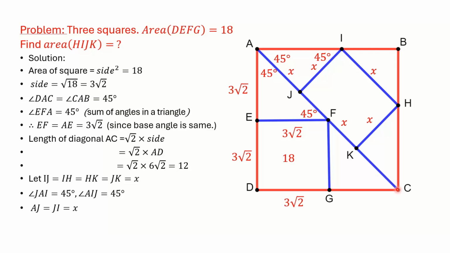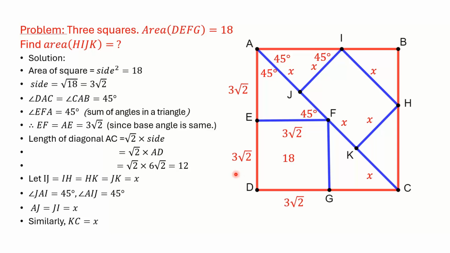And similarly, what will be the value of KC? Using symmetry, these two triangles are symmetrical. That is, AIJ has the same situation as HKC. So these two triangles are symmetrical. So this means this length KC will also be equal to x. So KC is equal to x. So now I know this length and this length, and AC is known, that is 12 unit.